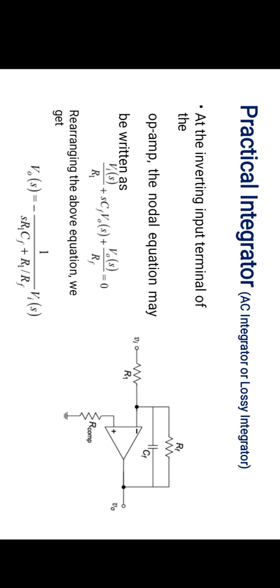At the inverting input terminal of the operational amplifier, the nodal equation may be written as Vi of S by R1 plus S into CF V0 of S plus V0 of S by RF equals 0. Rearranging the above equation, we get V0 of S equals minus 1 by S R1 CF plus R1 by RF Vi of S.